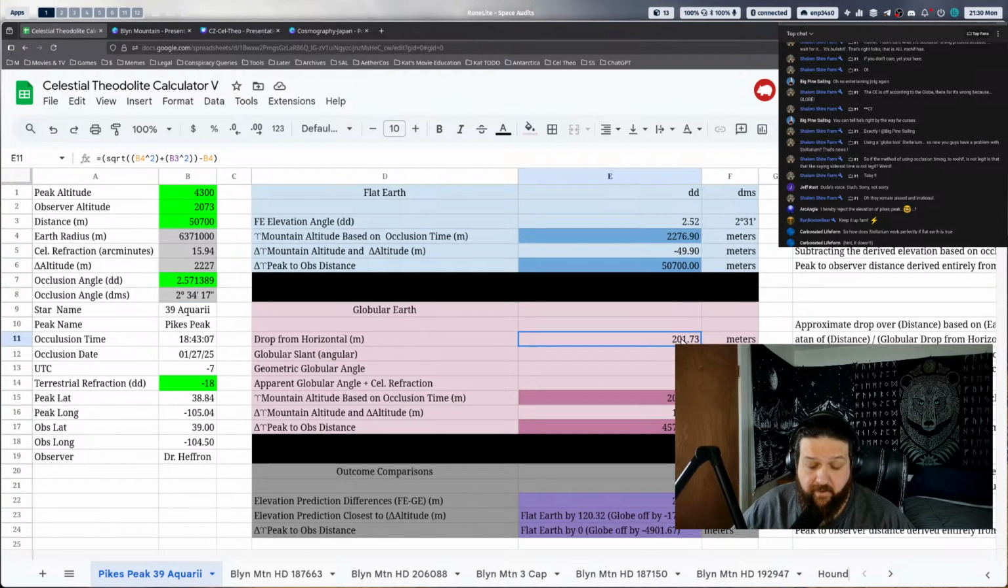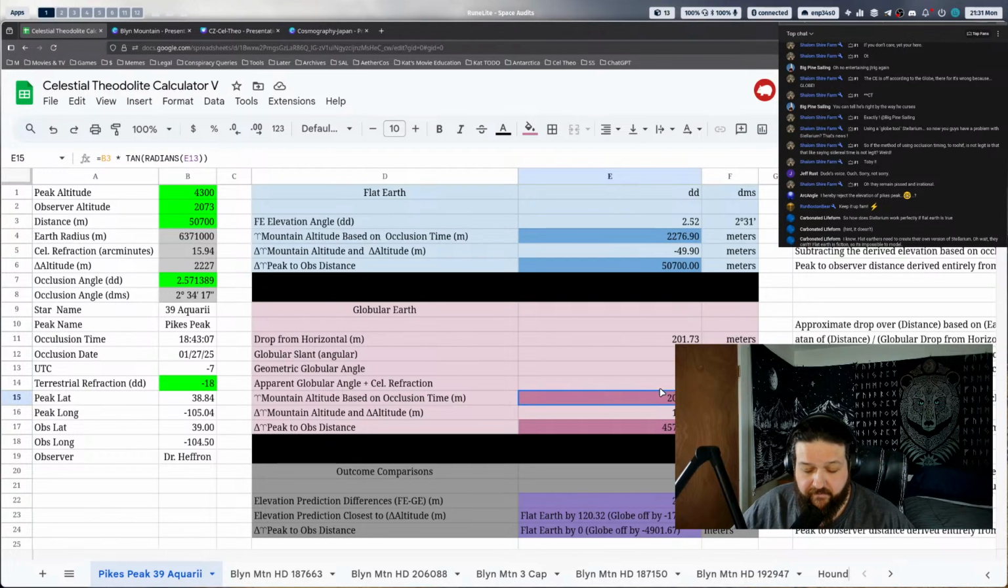And then we have the drop over distance for the globe. We have their timing difference. We have their elevation derived off of the timing difference, derived off of their globe angle. And that gives an elevation that's low, that's off. When we compare the two, we get 170. And when we subtract these, it comes out to be 201. So the globe's actually off by the expected drop.